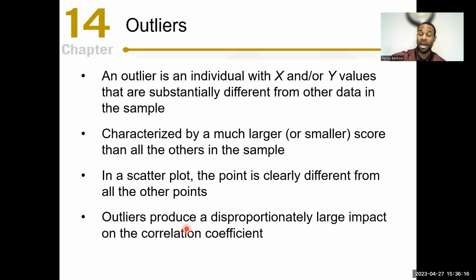So I may want to remove the outliers so that I get a more true and more accurate correlation based on the data that I'm collecting. Okay, but again, it says outliers produce a disproportionately large impact on the correlation coefficient.